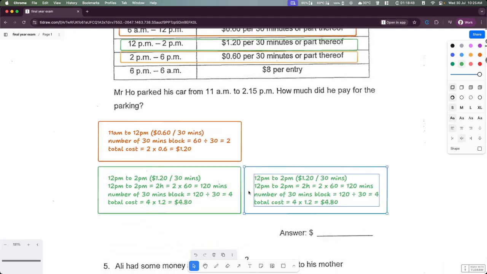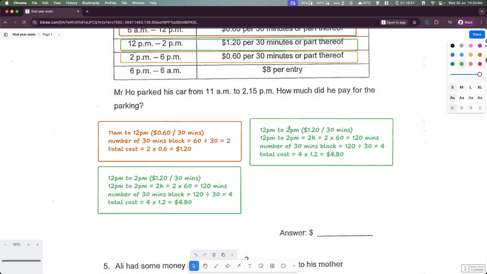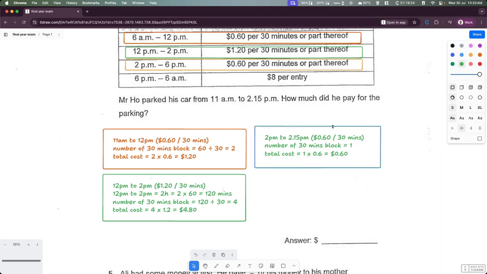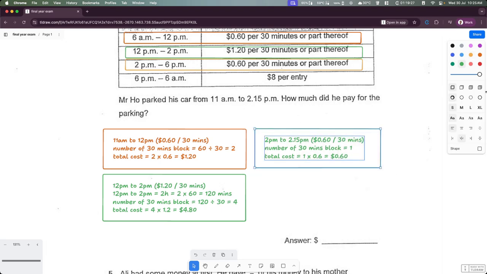So what I'm gonna do is basically we have another one, which is the 2 p.m. to 2:15 p.m. Okay, so that means it is just number of 30 minutes block. This will be 60 cents per 30 minutes, 0.6, and number of 30 minutes block is 1. So total cost is 1 times 0.6 again, and this will give us $0.60, right, in this case over here. Okay, so it will look something like this, and this will be yellow.